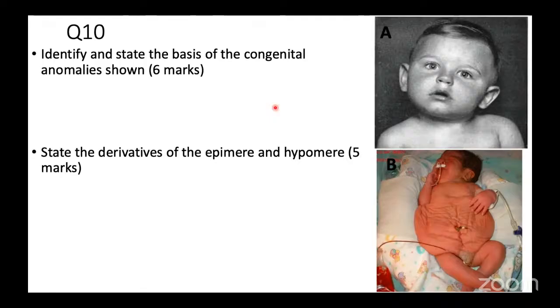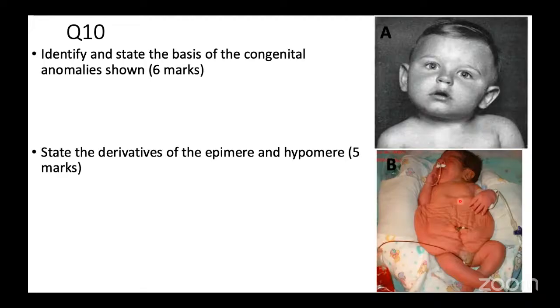Identify and state the anomalies shown. So A, you can see the neck is bent a bit. All right, so this one is torticollis, not very prominent in this case. But yeah, maybe a better image would show the torticollis well. So the basis for this one is that the muscle is hypoxic during development and it becomes fibrosed, and then it gets stuck in that position. Yeah, so this one's straightforward.